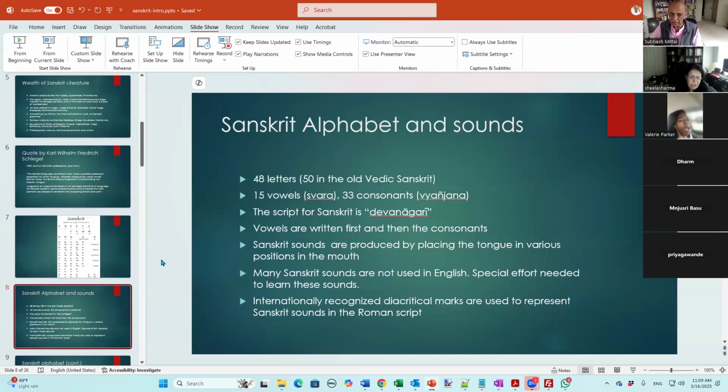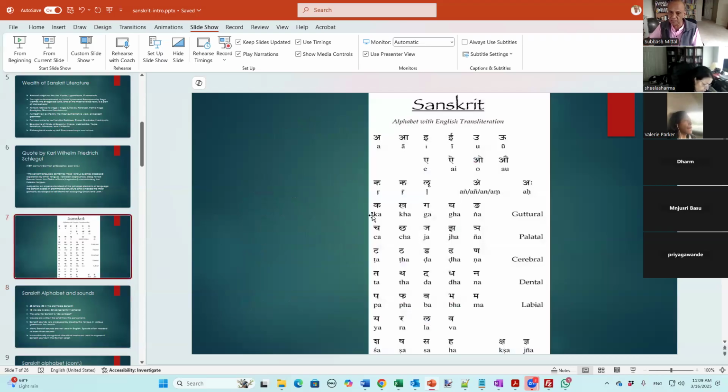And then, like we saw last time, there are many sounds in Sanskrit which are not really used in English or many other languages. So that's why a special effort is required to learn these sounds. What are some of these sounds? For example, the sounds which are more aspirated are called aspirated sounds.